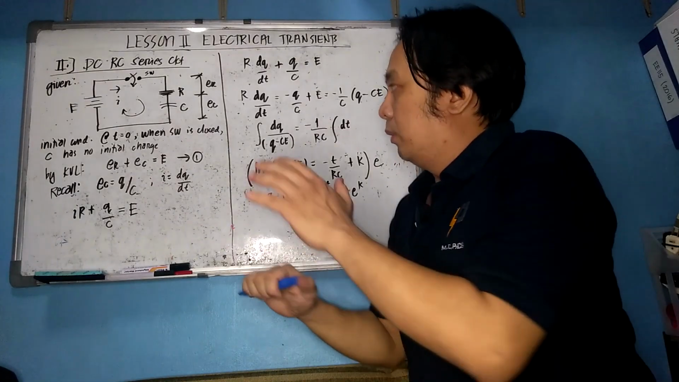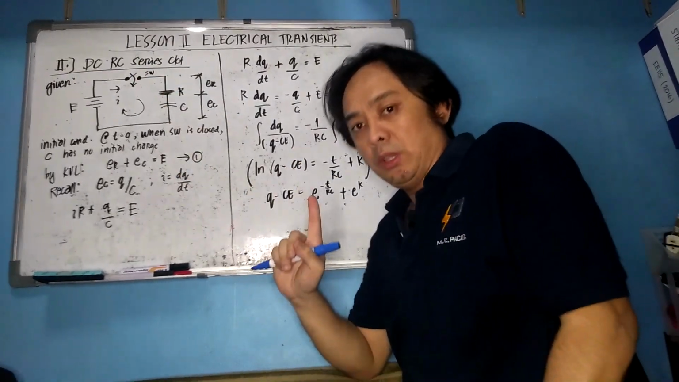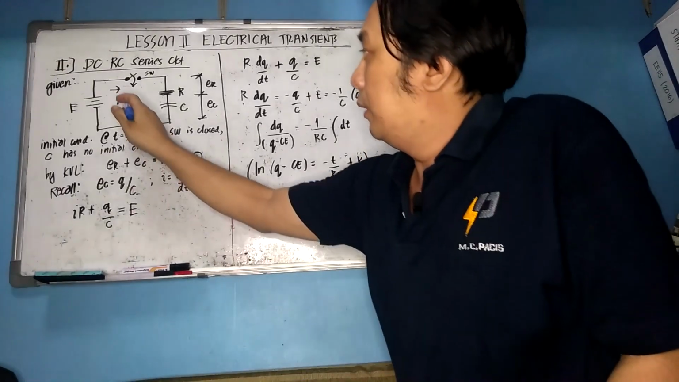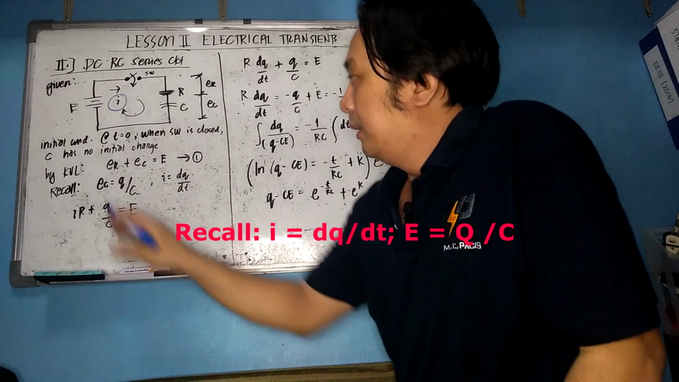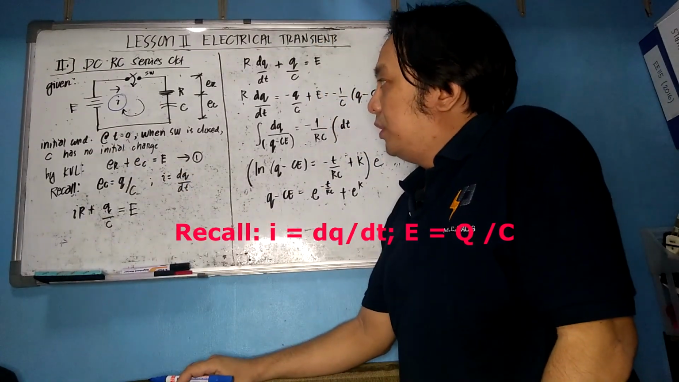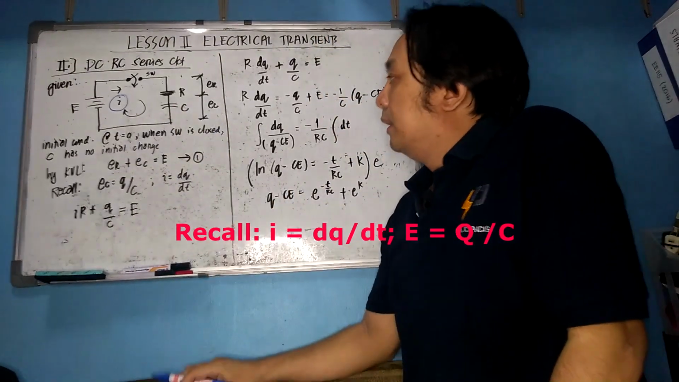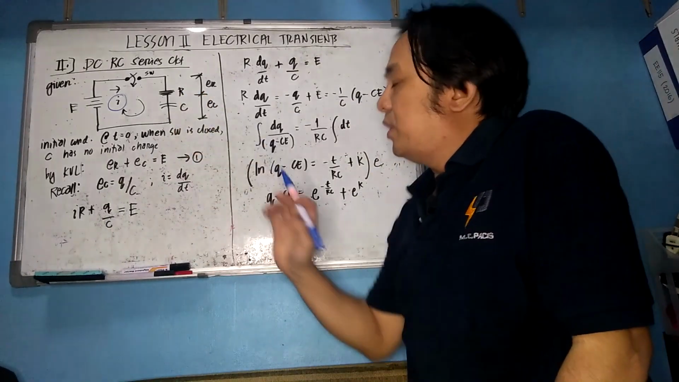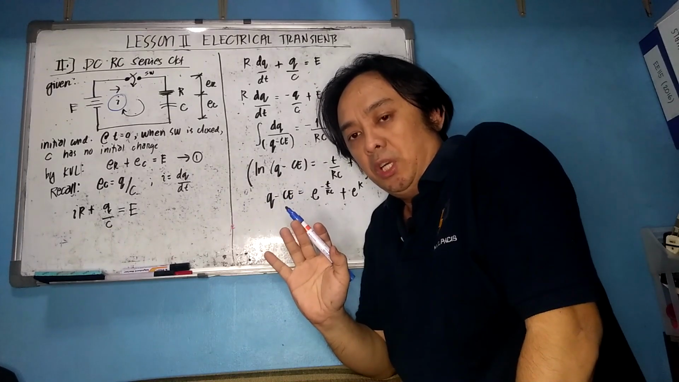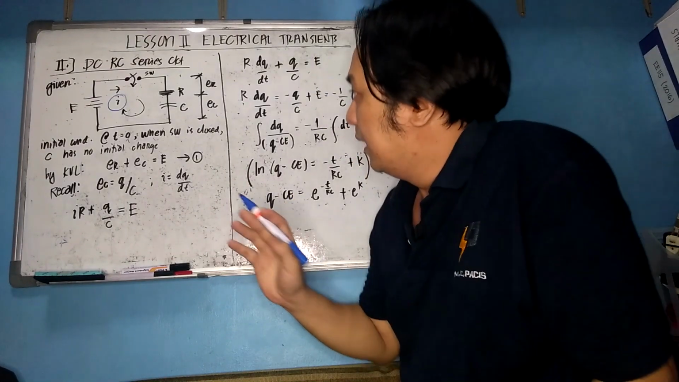Again, we need to have a switch here so that there is a transient. So we have here a transient current, small letter i, then the battery voltage E, resistor R, and a capacitor C. The resistor and the capacitor have their corresponding voltages ER and EC respectively.